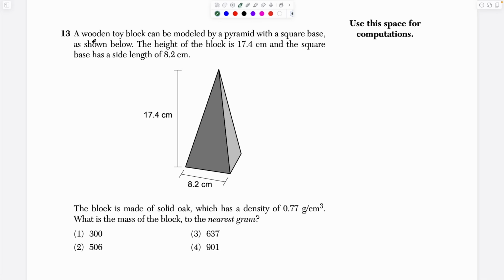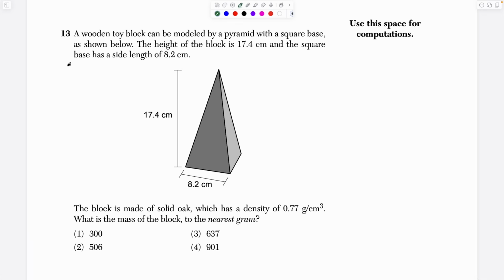Question 13, a wooden toy block can be modeled by a pyramid with a square base as shown below. The height of the block is 17.4 centimeters, and the square base has a side length of 8.2 centimeters. The block is made of solid oak, which has a density of 0.77 grams per cubic centimeter. And we want to know what is the mass of the block to the nearest gram.